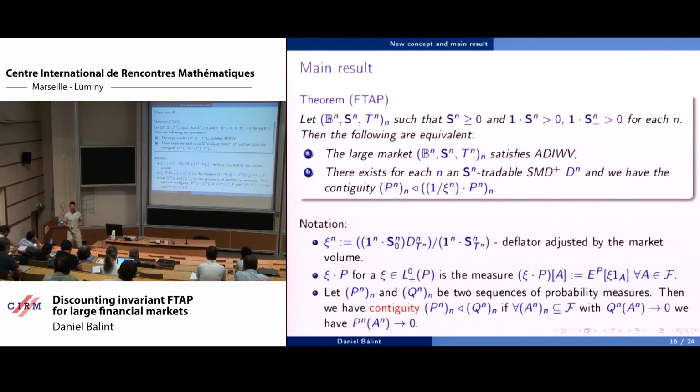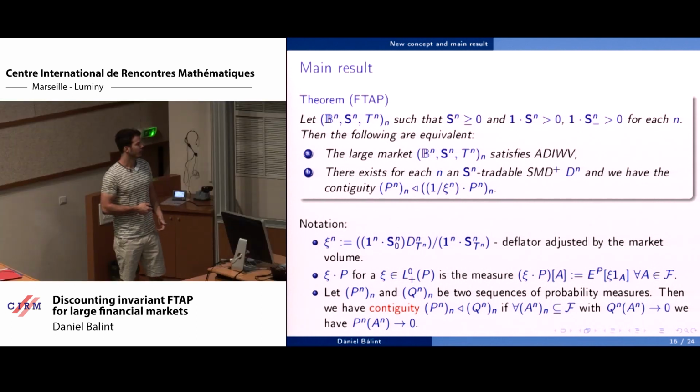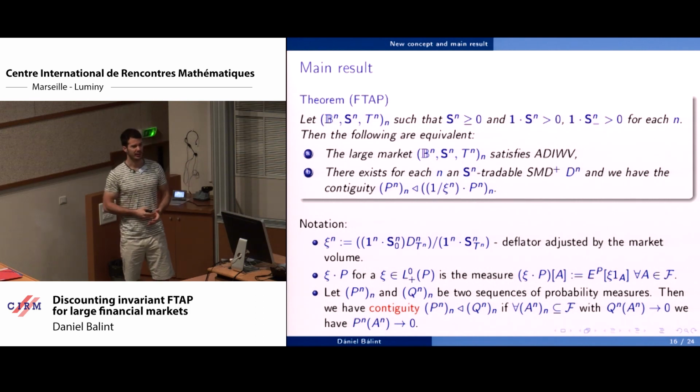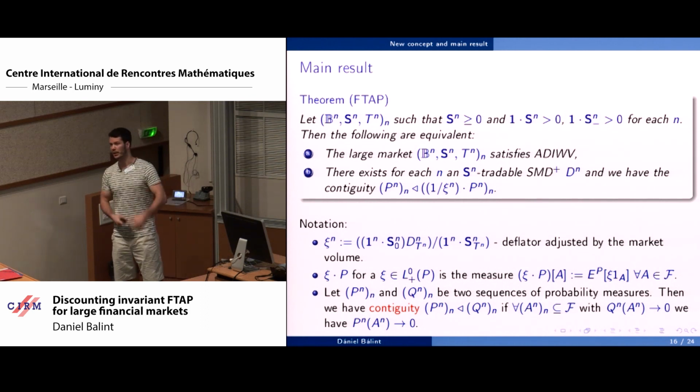Contiguity can be regarded as a generalization of absolute continuity. For absolute continuity, we have two measures. Here we have two sequences of measures, and one of them is contiguous with respect to the other if for any sequence of sets which converges to zero in measure with respect to the second sequence, it converges to zero in measure with respect to the first sequence as well. So this is basically absolute continuity for sequences of measures.